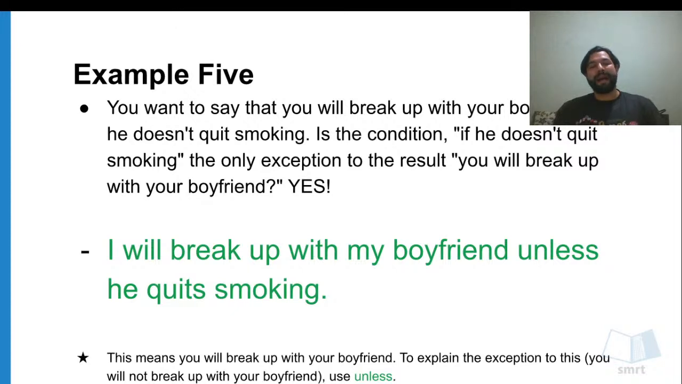Okay, so I will break up with my boyfriend unless he quits smoking. This is strange because it says, I will break up with my boyfriend unless he quits smoking. If he quits smoking, we will stay together. Okay, so you need to analyze the context. All right. So I will break up with my boyfriend unless he quits smoking. If he quits smoking, it's fine.